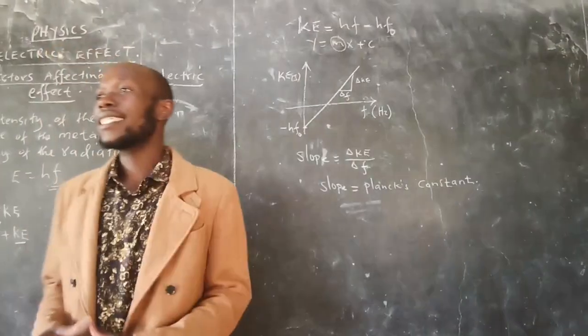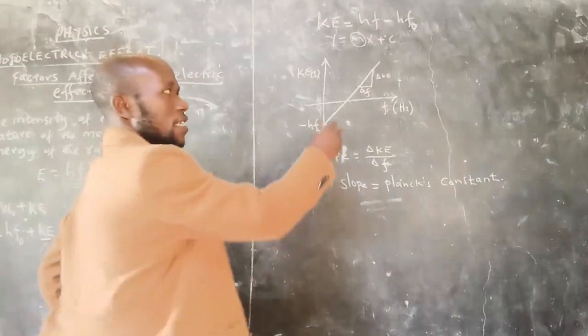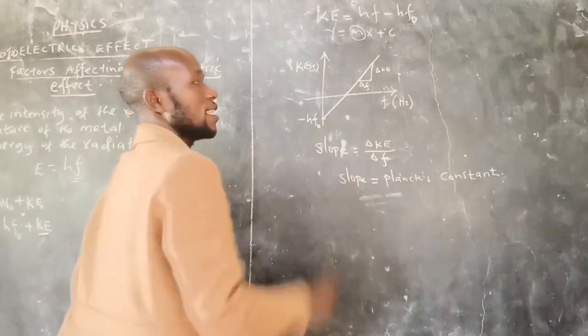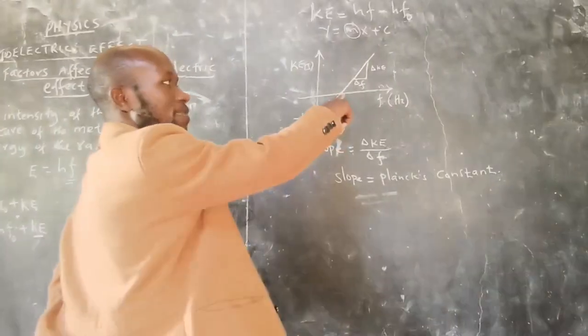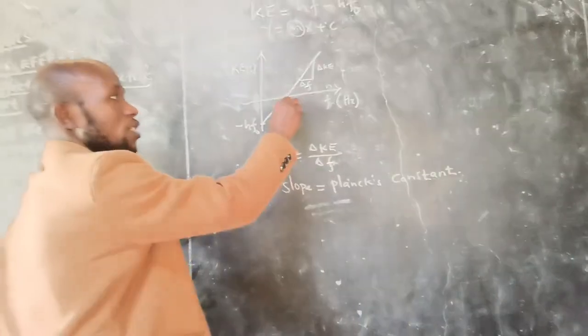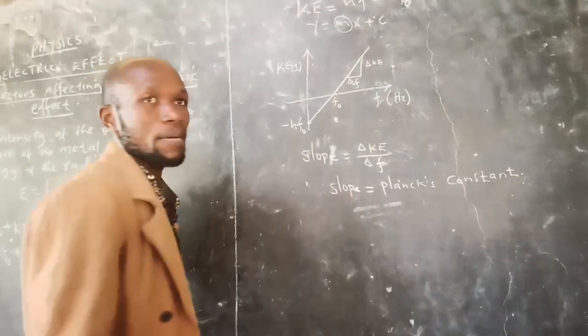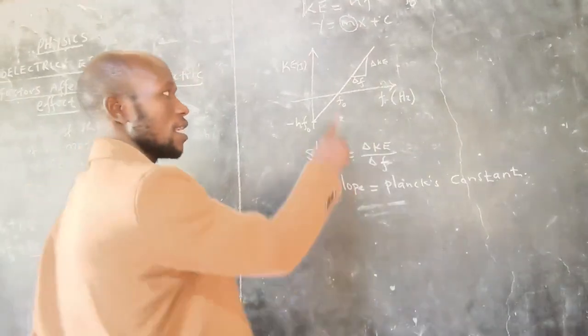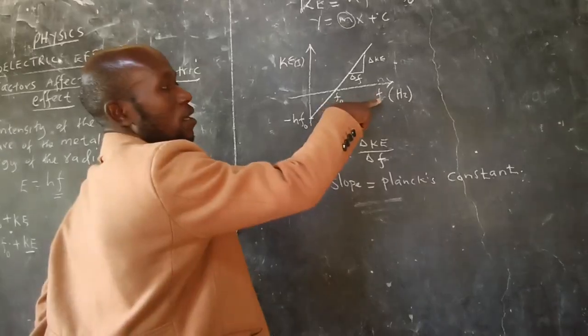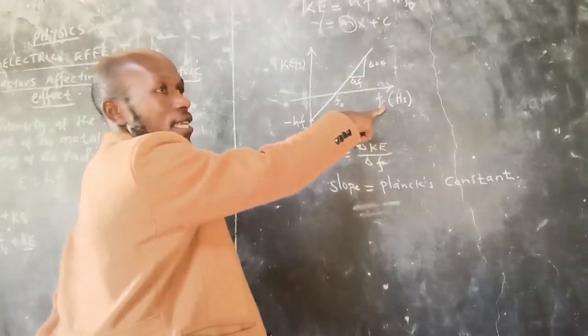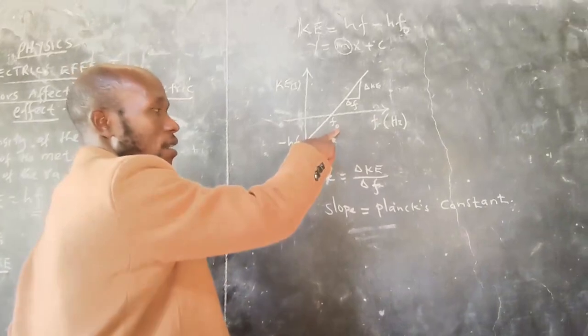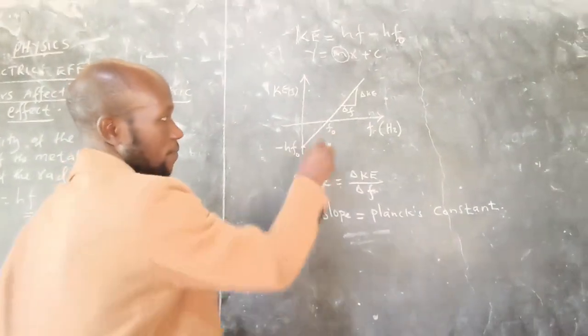Now, lastly, we have a special intercept here. This special intercept is our threshold frequency, f naught. Therefore, the horizontal intercept, or the f intercept, is our threshold frequency.